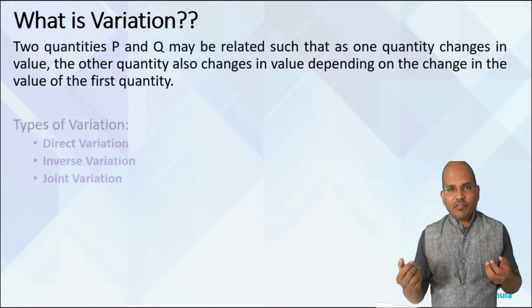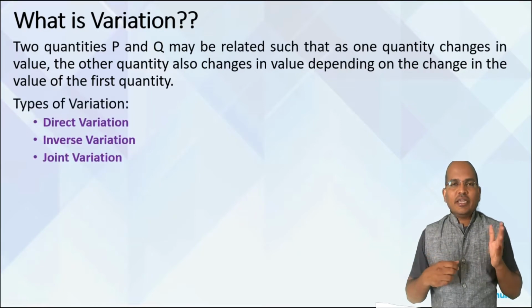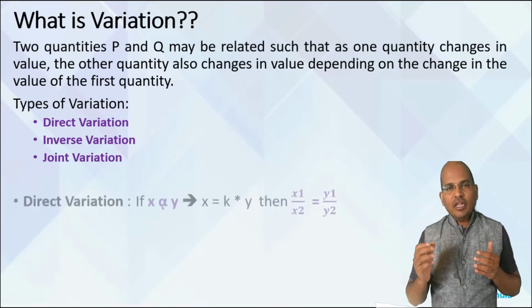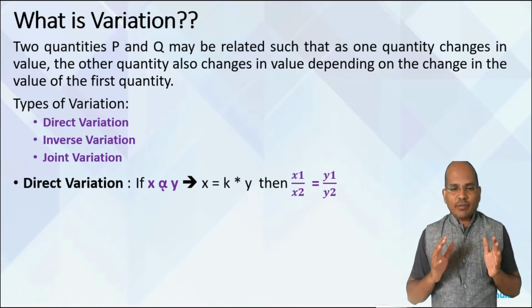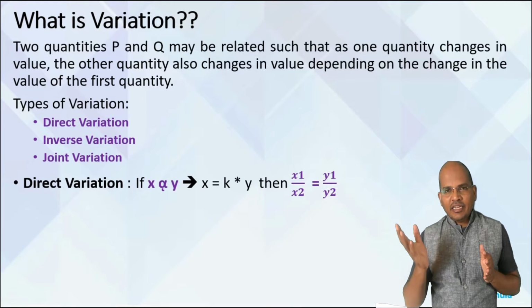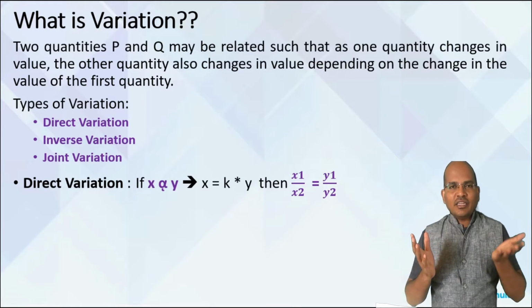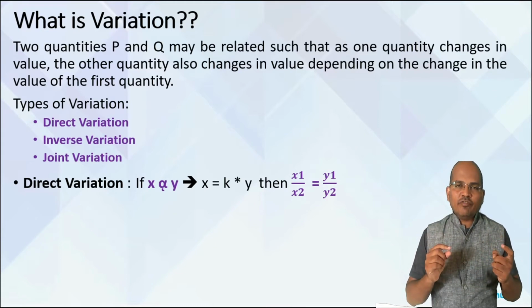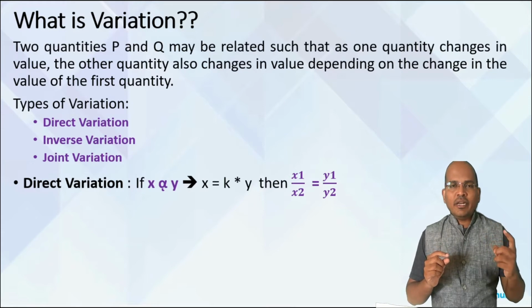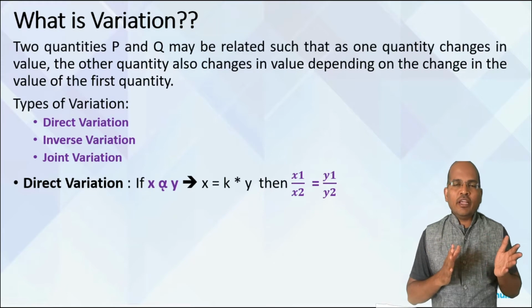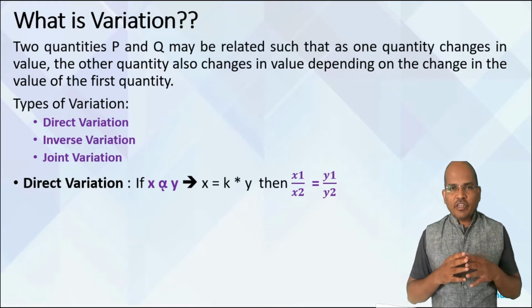Now we have three types of variation. The first is direct variation, the second is inverse variation, and the third is joint variation. I'll give you an example. In the first example, if x depends directly on y, that is, if y increases and x increases, and if y decreases and x decreases, then we say that x varies directly with y. So y is called the independent term, and x is called the dependent term. So we write x equals k into y, where k is called the constant of variation.